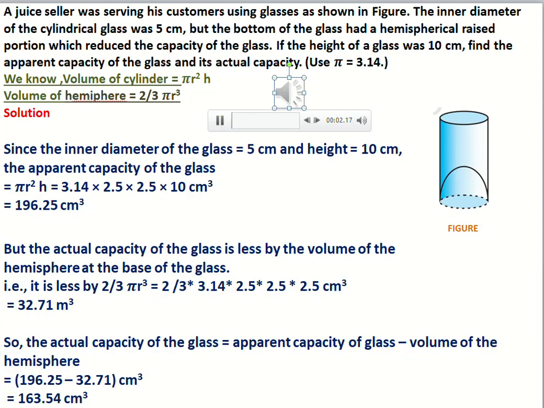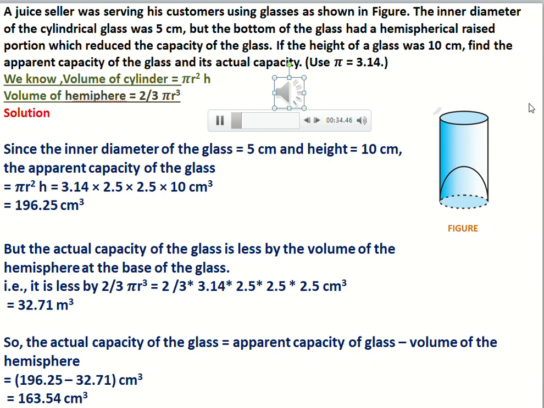A juice seller was serving his customer using glasses as shown in the figure. The inner diameter of the cylindrical glass was 5 cm. The glass is in the form of a cylinder with the given diameter of 5 cm. But the bottom of the glass had a hemisphere raised portion, which reduced the actual capacity of the glass.